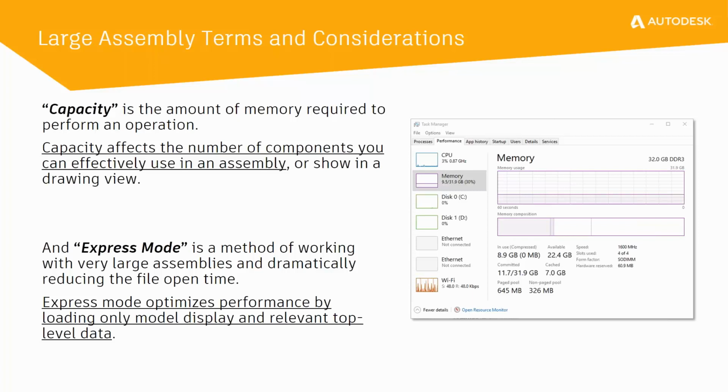And lastly, express mode, and this is a method that's used inside of Inventor that helps you work with large assemblies and can help significantly reduce the time it takes to open your models. The good thing is that Express Mode optimizes for performance by loading only the model display and relevant top-level data that's necessary for you to use, and then any other information that's required, it will actually load on demand.